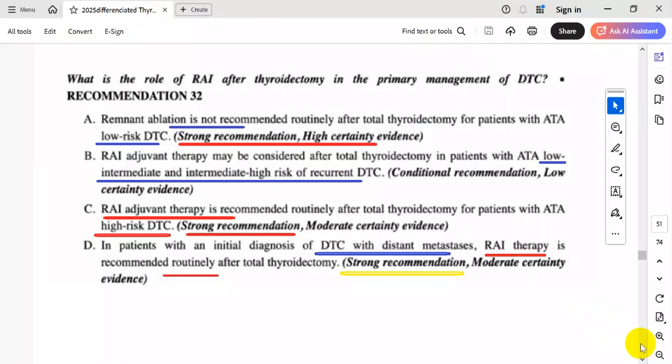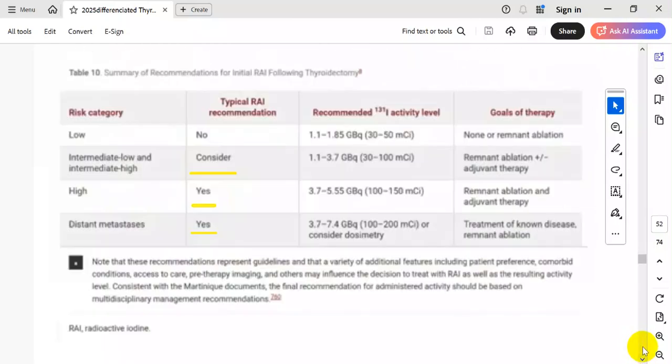And radioiodine therapy, adjuvant therapy, may be considered after total thyroidectomy in patients with low, intermediate, and intermediate-high risk of recurrent DTC. Also, radioiodine adjuvant therapy is recommended routinely after total thyroidectomy for patients with high-risk DTC. Strong recommendation. In patients with an initial diagnosis of DTC with distant metastasis, radioiodine therapy is recommended routinely after total thyroidectomy. This is a strong recommendation.